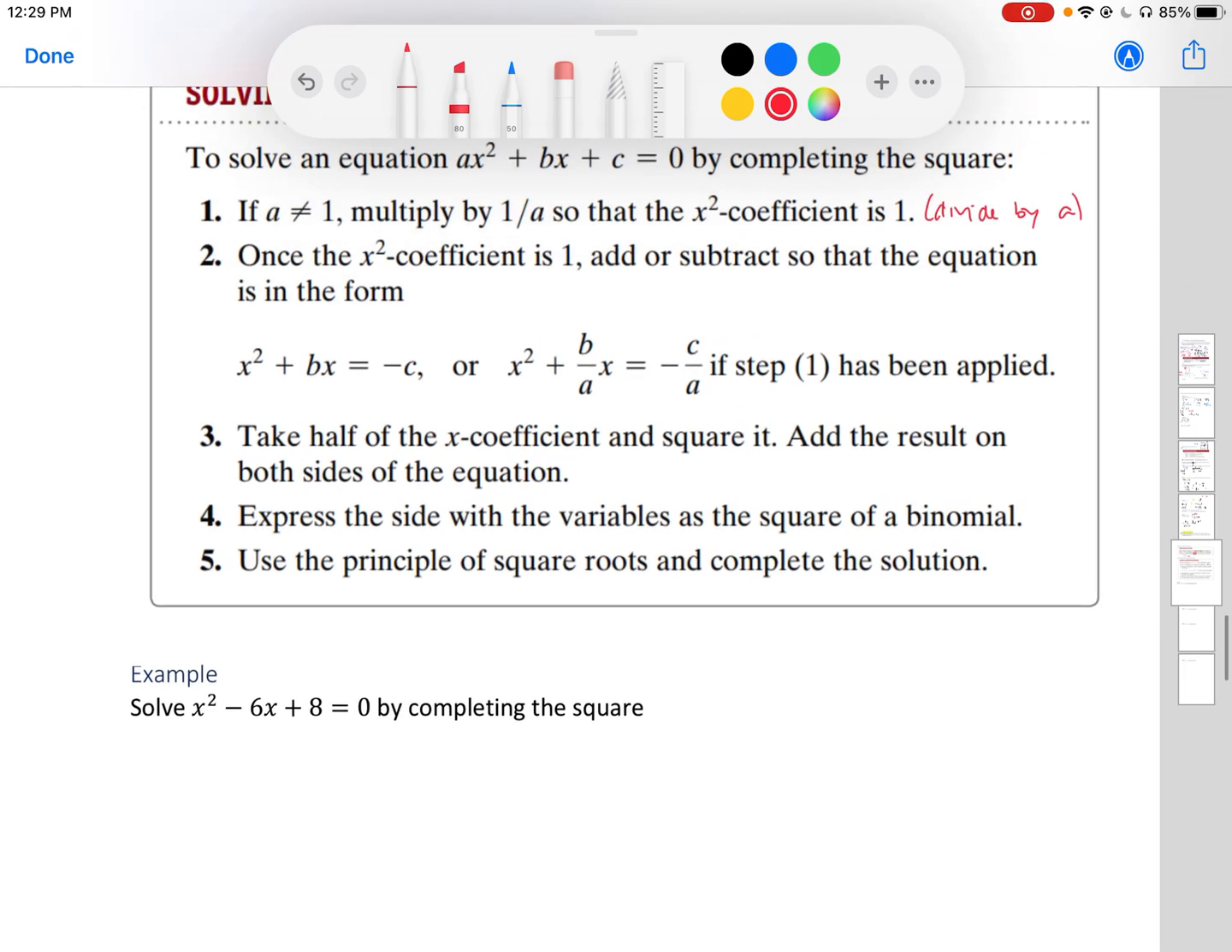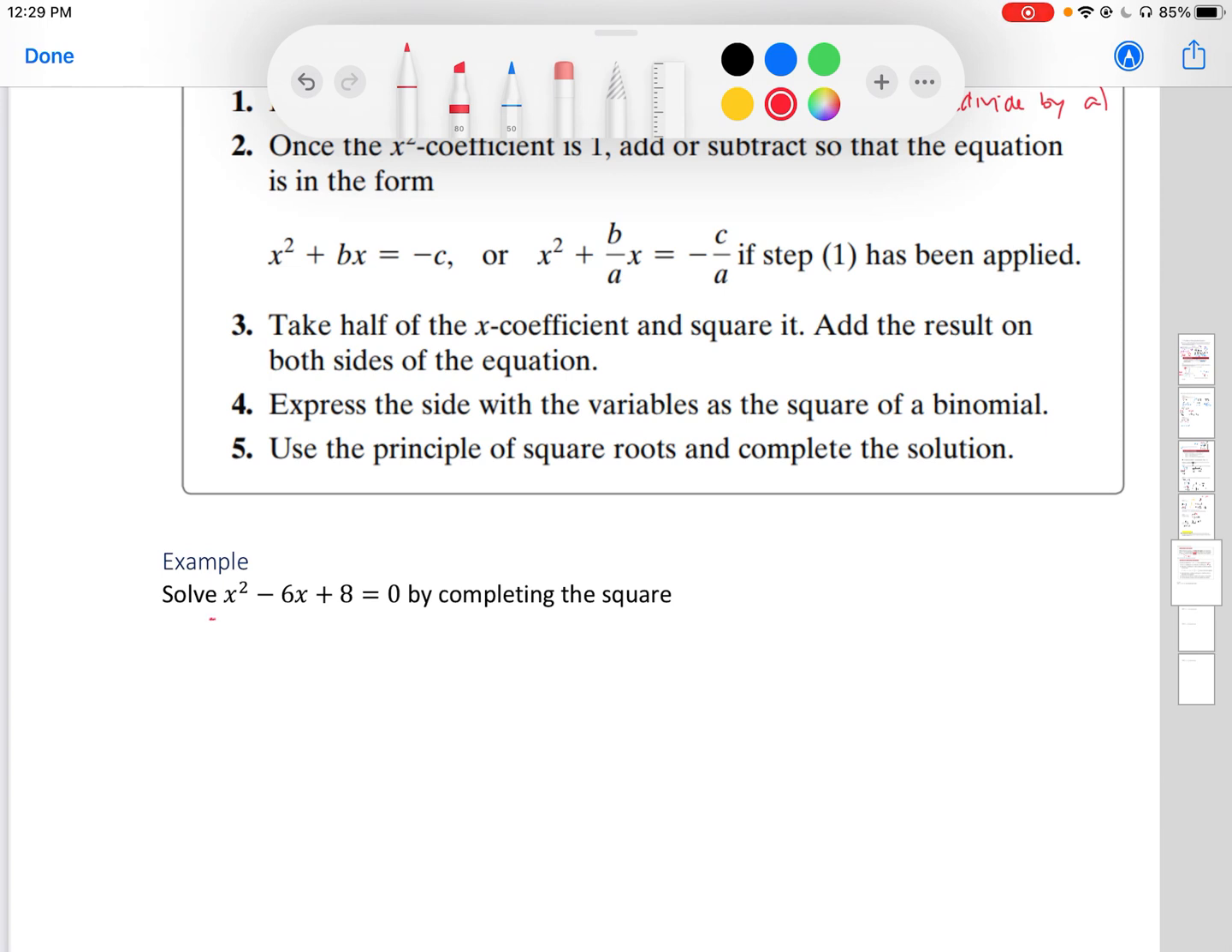All right, so our first step is if a is not 1, divide by a. So here we see our a is 1. You see x squared? We don't have a number in front of the x squared, so it's 1.